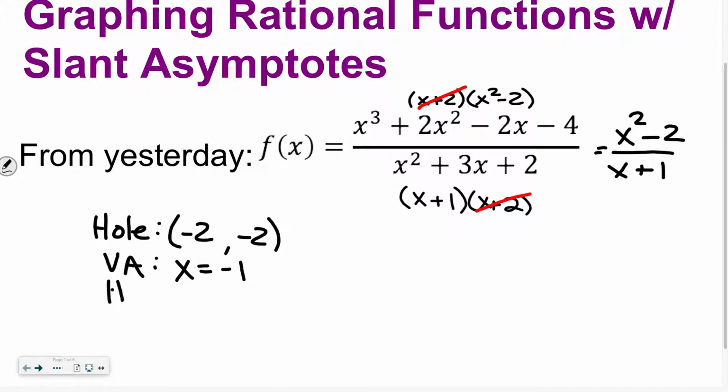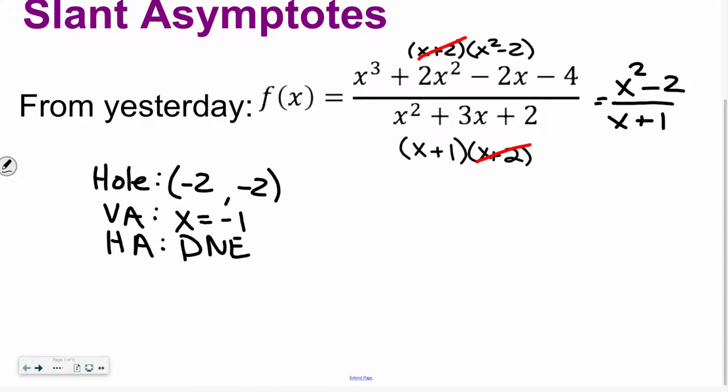Let's see, we did horizontal asymptote yesterday. The degree of the numerator, of course, is greater than the degree of the denominator, so there is no horizontal asymptote. And then we introduced slant asymptote.